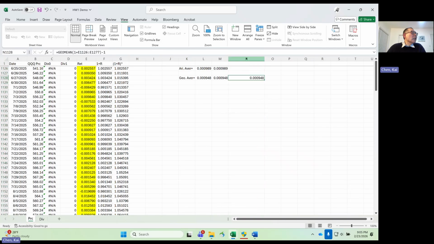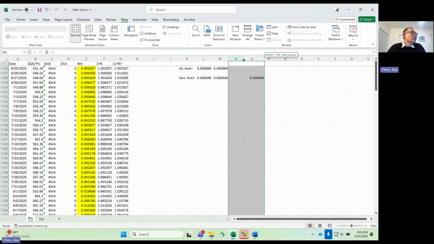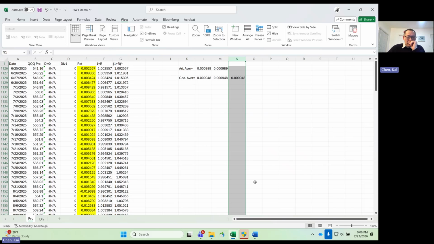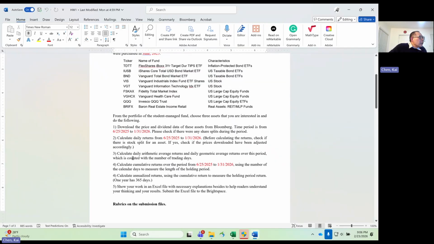Okay, that is the same thing, right? That is the same thing. Okay, now what is the next one? Next one is question 4. Calculate the cumulative return over the period from June 25th, 2025 to January 31st, 2026.